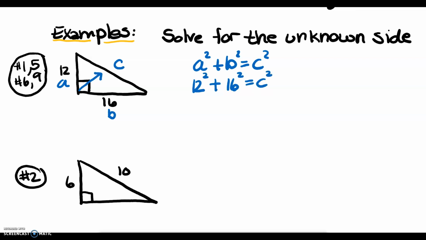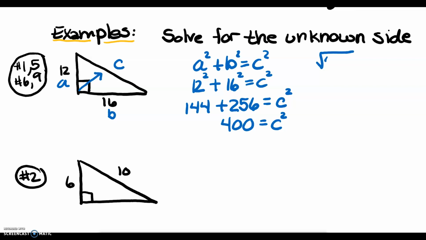And this is where your perfect squares, memorizing those, come in really handy. So when I square 12, I get 144. When I square 16, I get 256. C squared. So when I add 144 and 256, I get 400. Well, how do I figure this out? I can take the square root of both sides.